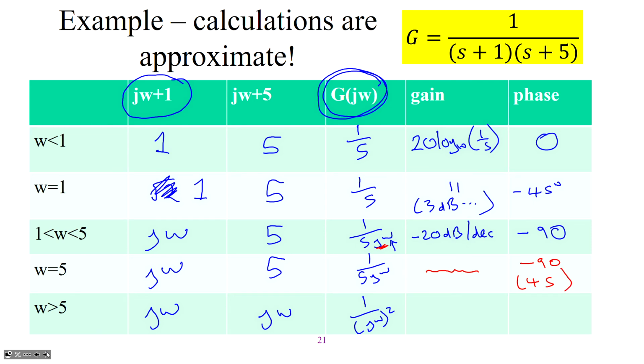And then at omega greater than 5, I'm going to end up with minus 40 decibels per decade, because you can see I've now got an omega squared. And I'm going to end up with a minus 180 because I've got a j squared. So I've done that in the table just so you can see roughly what's happening. But now we're going to go straight to the graph, and we're going to do it more quickly.